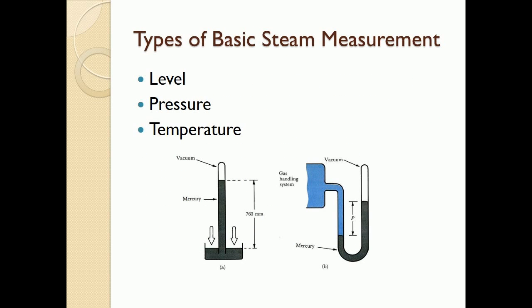The basic types of steam plant measurement are 1. The measurement of level, 2. The measurement of pressure, and 3. Temperature measurement. There are others, but these are the most important.